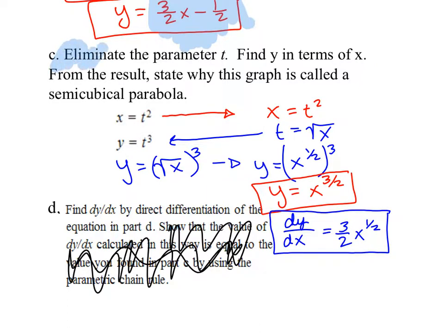Eliminate the parameter t, find y in terms of x, find the result, state why this graph is called a semi-cubical parabola.